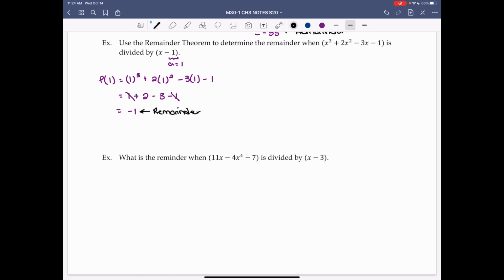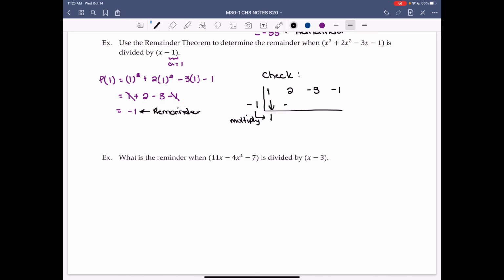We can double check this by doing long division or synthetic division. So let's just do a check. Synthetic division, my coefficients are 1 for the x cubed term, 2 for the x squared term, negative 3 for the x term, and negative 1 for the constant. Draw my L shape. My binomial is x minus 1, so here I put minus 1. I don't just put the a value, I put the sign that's in the binomial and the a value. I drop down my coefficient and then I multiply.